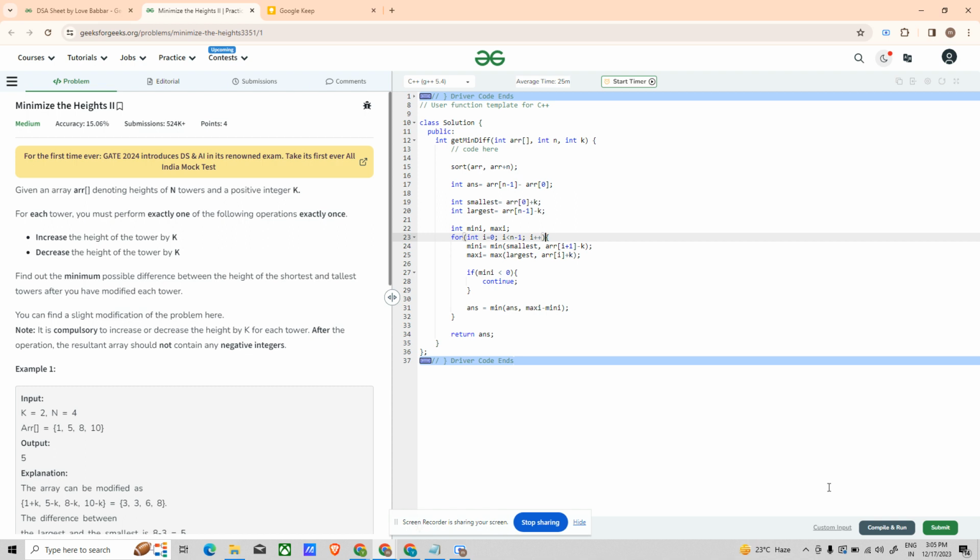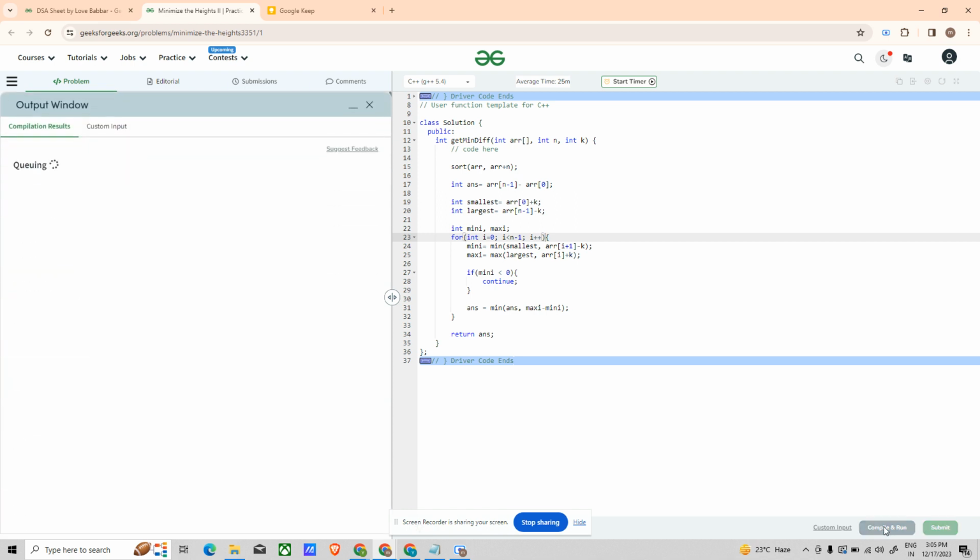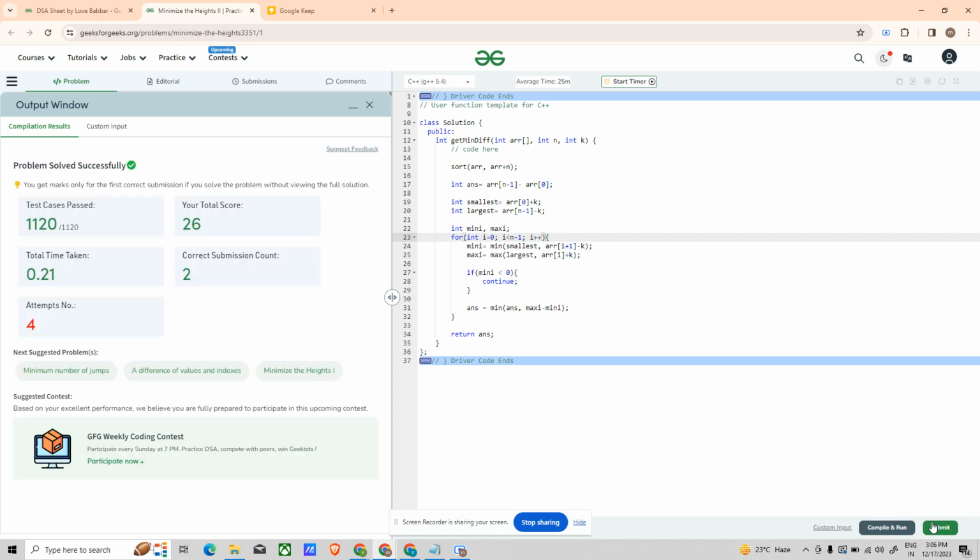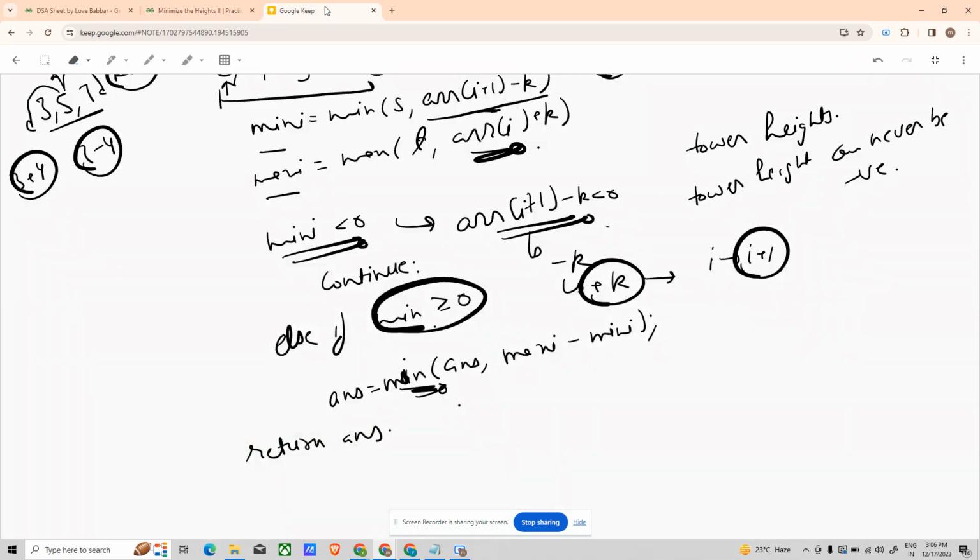I think I'm clear. Let's try to compile and run it. It is running fine for compile and run. That means there is no error present in the code. Let's try to submit it. Thankfully, it has been submitted. Let me help you understand it once again as a final attempt.